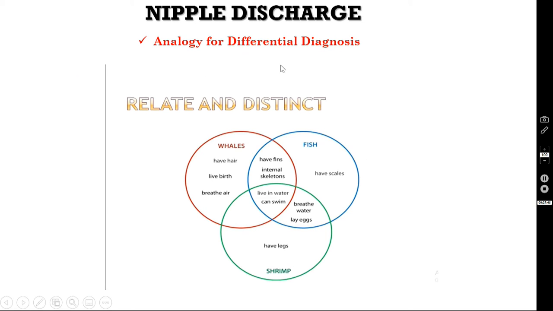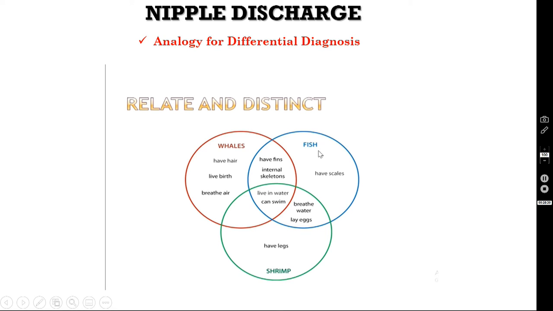So this is an analogy for our differential diagnosis. All clinicians, all of us are doing this. This is an analogy for when we are thinking about the differential diagnosis for nipple discharge. Here I am using one analogy: how we have to differentiate fish from shrimp from whales. All these creatures, the whales, fish and shrimp, all of them live in water. All three can swim in water. This is the common feature for all three organisms.